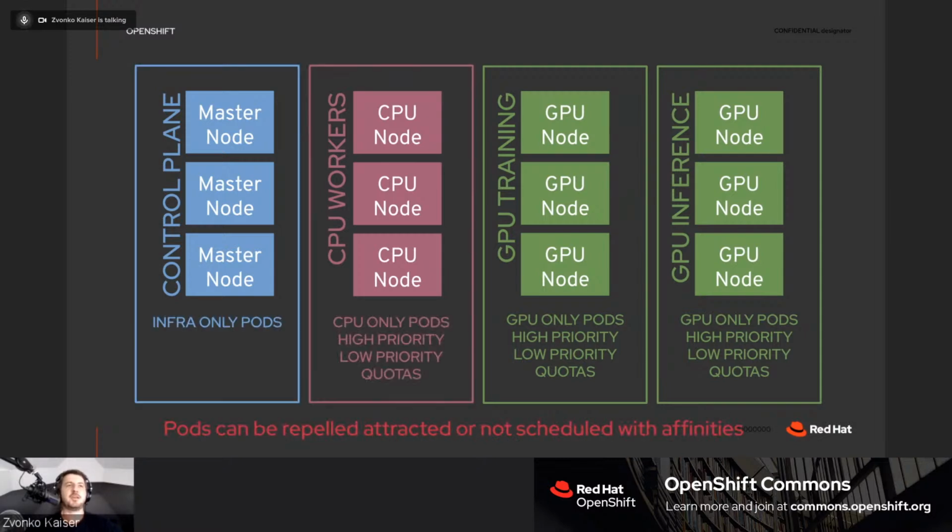Per default, the infra-only pods and master nodes are already tainted, so you could also have taints on your CPU nodes and priorities if you have a mixed cluster where you're running CPU workloads and GPU workloads, and all those pods can be repelled or attracted or not scheduled with affinities, anti-affinities, or node selectors.